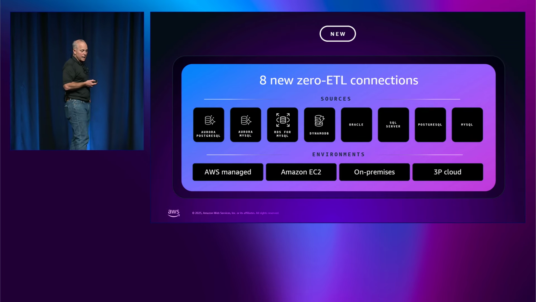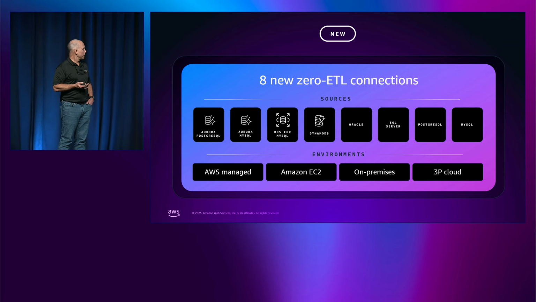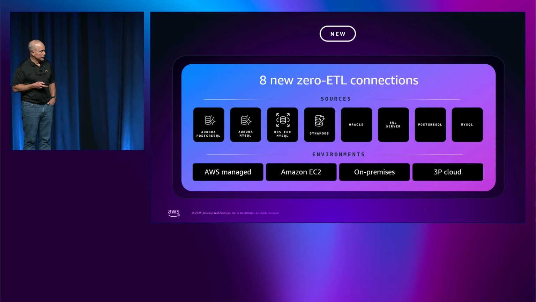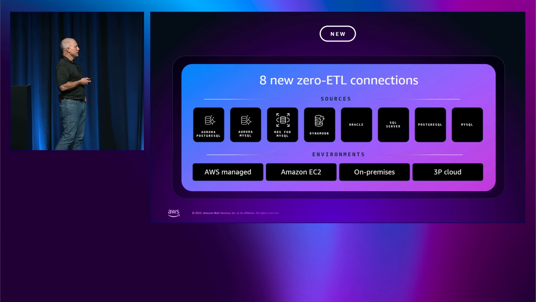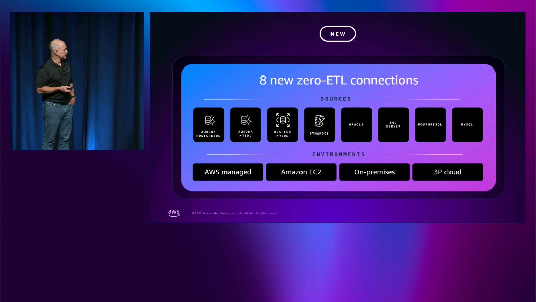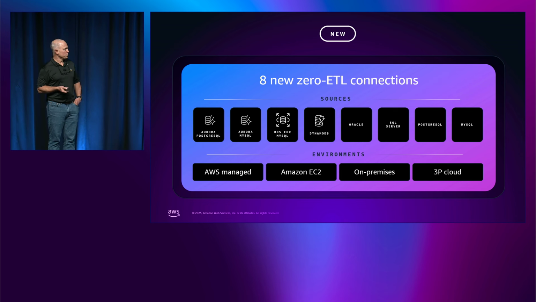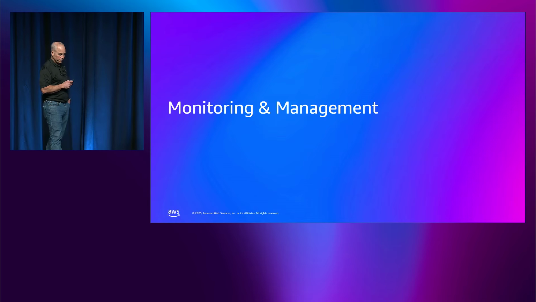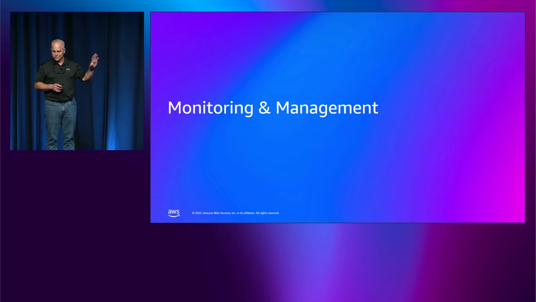So to kind of summarize the options, right? You've got 8 new zero-ETL connections. This includes AWS managed services like Aurora and DynamoDB databases. This includes your databases that run on Amazon EC2, as well as your on-prem databases, as well as third-party clouds, right? So as long as you have the networking set up between AWS and your third-party cloud or something running on-prem, you can use the zero-ETL services to keep that data in sync and add it to your analytical systems. So lots of options. Again, we really want to make this simple, performant, and easy for customers to be able to get the value out of that transactional data. So that kind of covers all the permutations in terms of sources and targets.